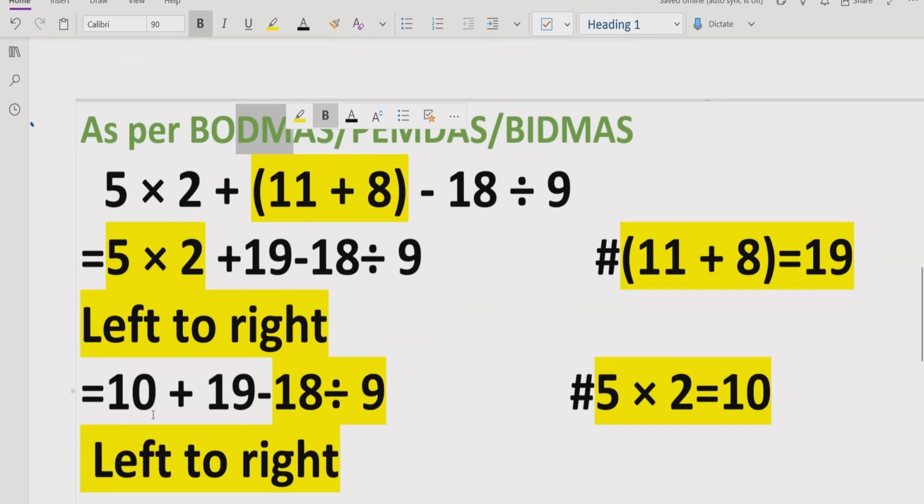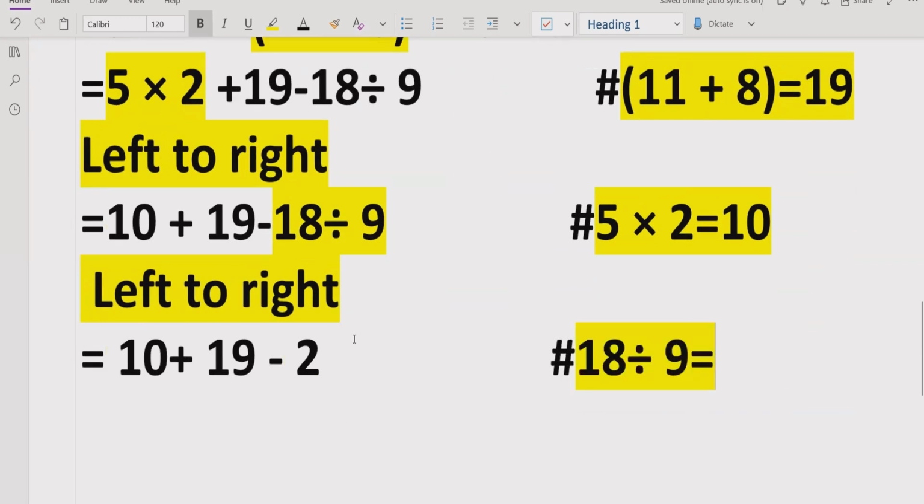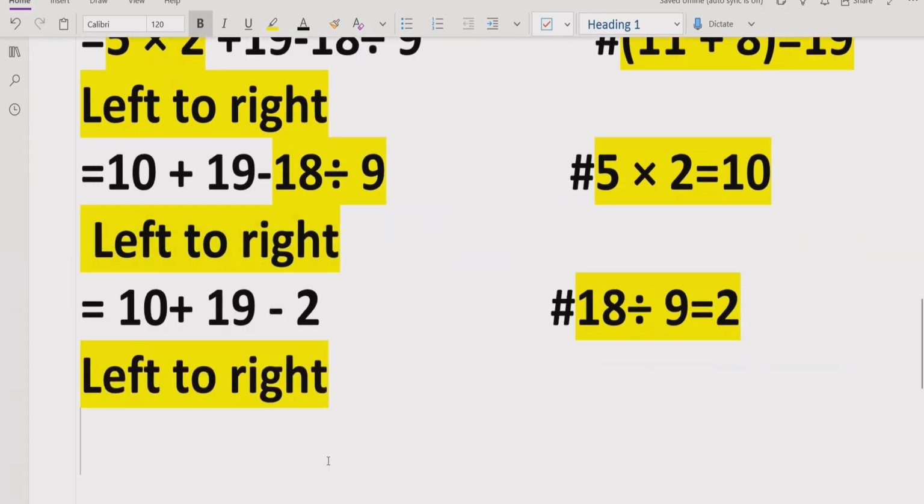So now we have the division part. We solve this part and move forward: 10 plus 19 minus 18 divided by 9, which equals 2. Here we give the reference: 18 divided by 9 equals 2. So now again, we have to go left to right.